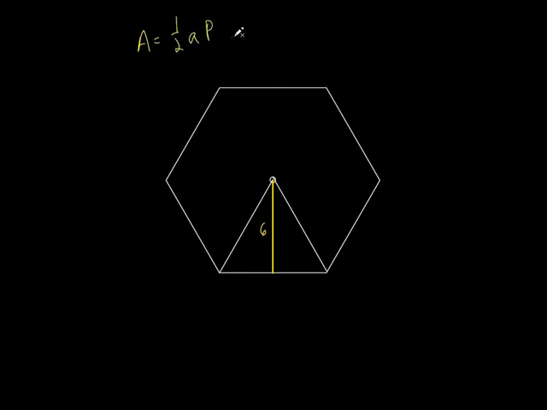Well, they tell you the apothem, so watch. It's 1/2 times 6 times the perimeter. So I've got to find the perimeter. In order to find the perimeter, I need to find this length right there. Everybody see that? Yes. That should have occurred to you when you're looking at this, trying to figure it out.